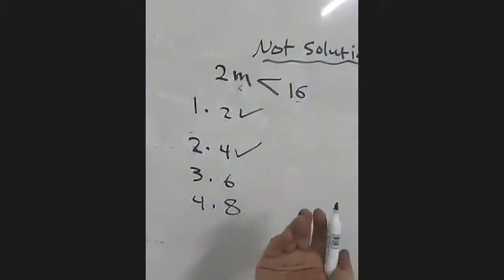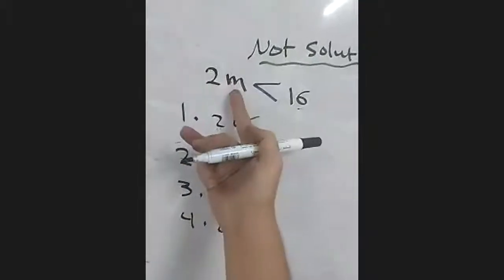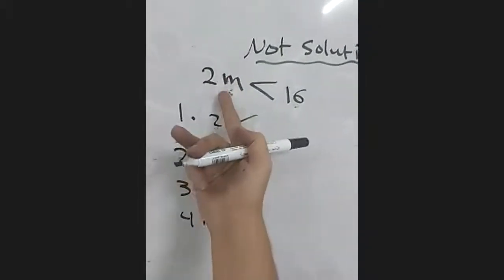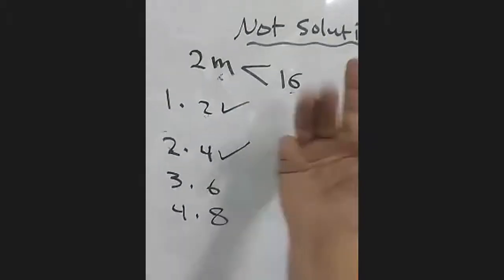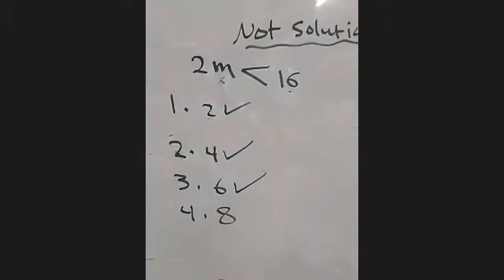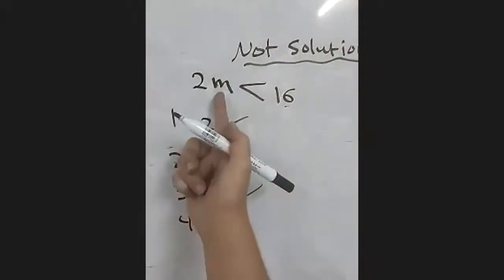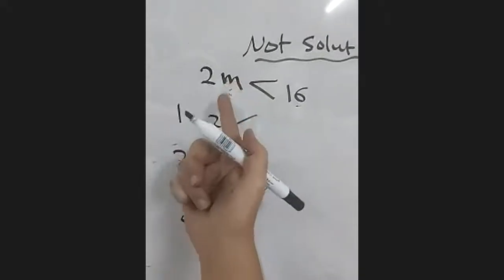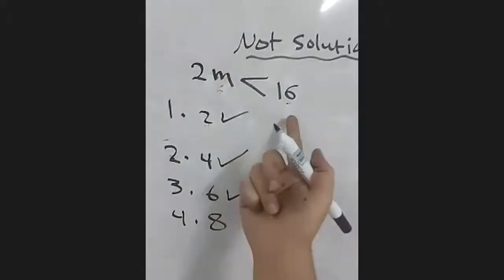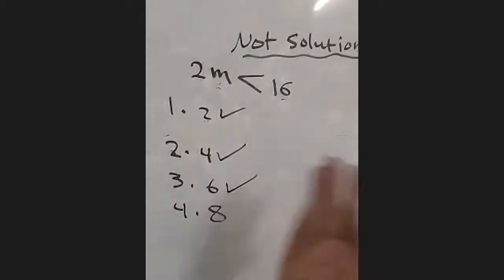Got it? Now replace m with 6. 2 by 6, 12. Is 12 less than 16? Yes. So 6 is a solution also. But I want 8. 2 by 8, 16. Is 16 less than 16? No. 16 is not less than 16.